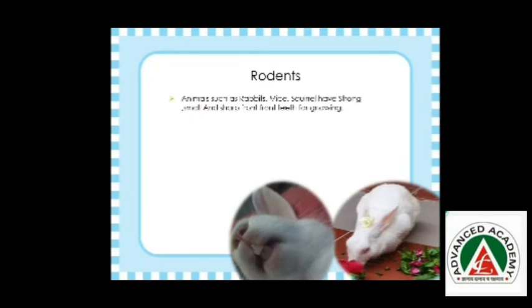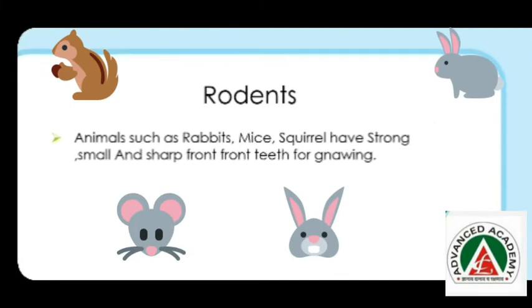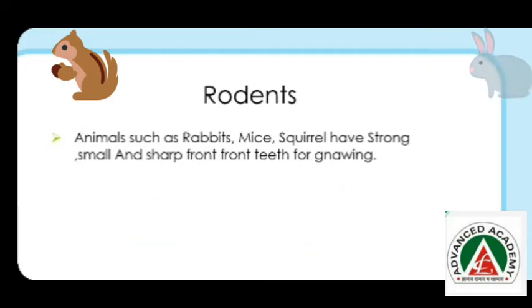The next group of animals are rodents. Animals such as rabbits, mice, squirrels have strong, small and sharp front teeth for gnawing. They are a type of herbivores only.